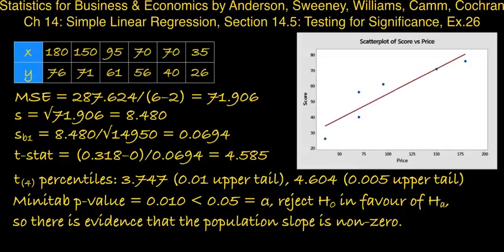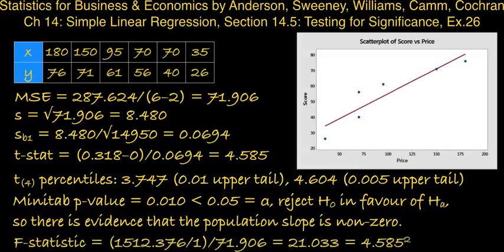Test for a significant relationship using the f-test. What is the conclusion? Use alpha equal 0.05. So the f statistic, if we calculate that, it comes to 21.033, and we'll note again that that's the same as the square of the t statistic.